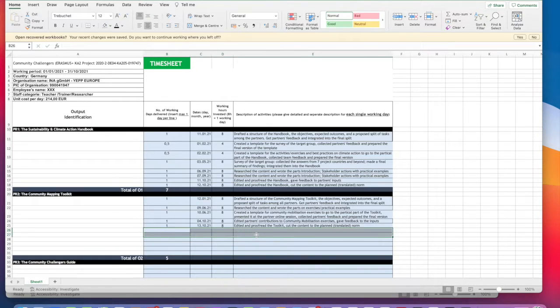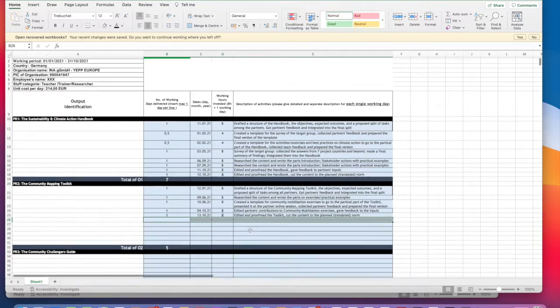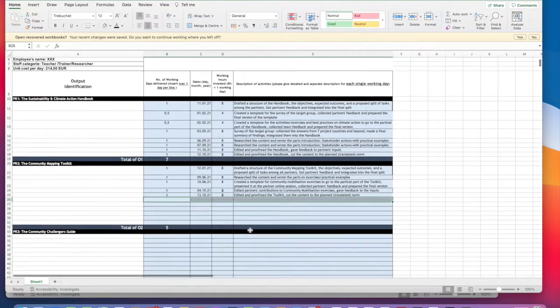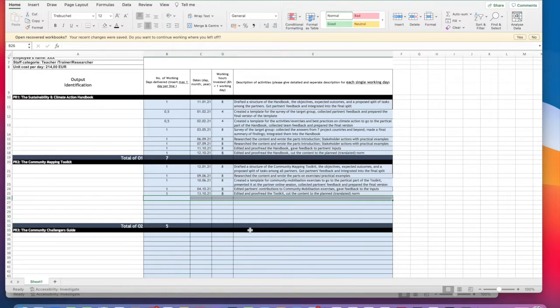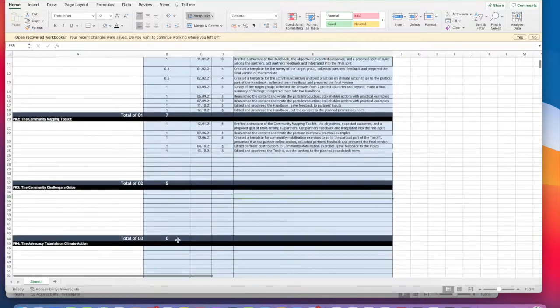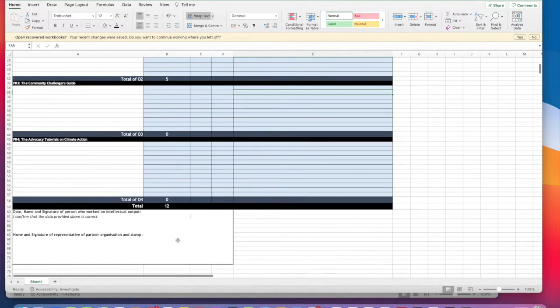If that's the case, that you have 2 trainers, you have to split these days in the timesheet, because, as I said, you only get the money for 1 trainer during 1 day, because otherwise they would say this is double funding. Also important at the bottom here, this timesheet needs to be signed by the person who filled it in, so the person who worked on these different project results, and also the legal representative.